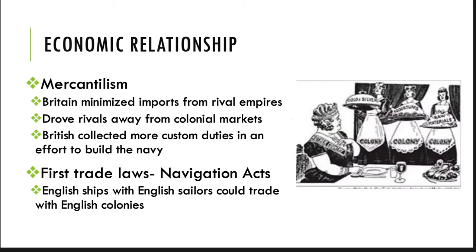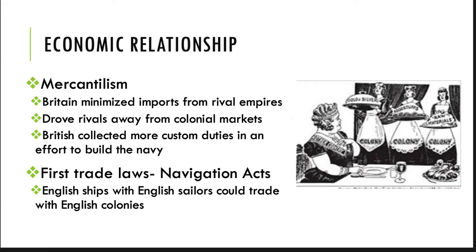The economic relationship between the colonists and England is very important, and we need to remember this. It is built on the idea of mercantilism. Mercantilism will drive the British economy because the British wanted to minimize imports from rival empires and to drive the rivals out of the colonial markets. The way that they wanted to do this was by controlling the trade to only exist between the colonies and the British. They enforced this by increasing duties, or tax, on imported goods. And they used that tax, that duty, to build up their navy, which would, again, try to keep those rival empires out.